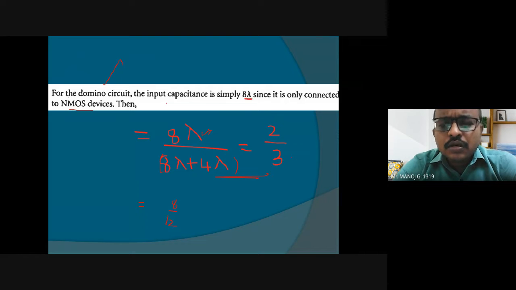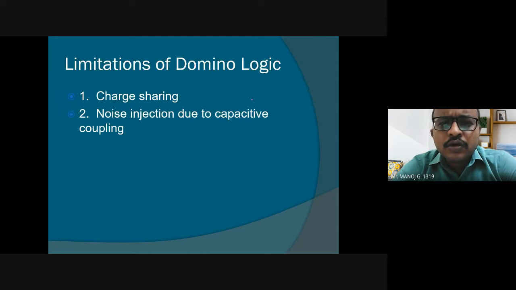Okay. Now, what is the disadvantage? Among the limitations of domino, we studied 2 limitations. The first limitation is the charge sharing property. And the second limitation is noise injection due to the capacitive coupling. Because of the capacitive coupling, we have noise which is introduced into the system. So now these 2 have to be studied.